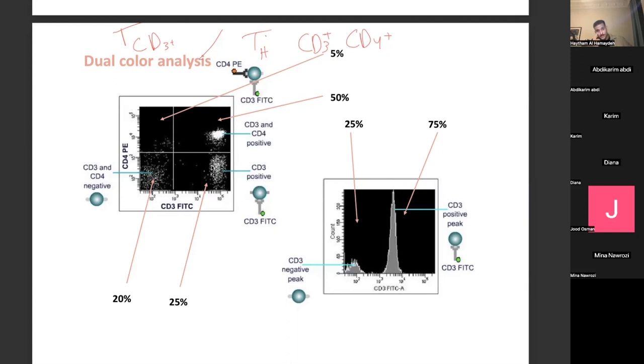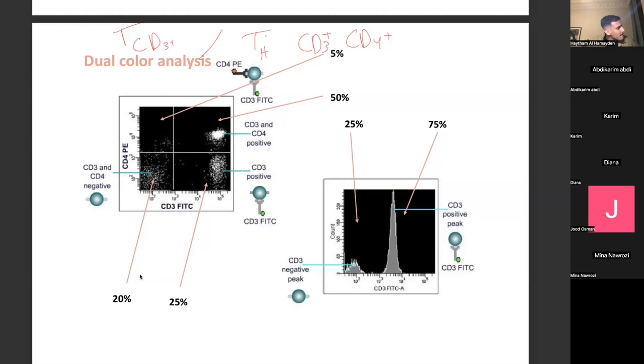70%. Actually, no, sorry, it's 25. This part has no CD3, yes? This one here? This has only CD4, so it does not have CD3, yes? So these two regions are CD3 negative. So 5 plus 20 plus 20 is 25%.